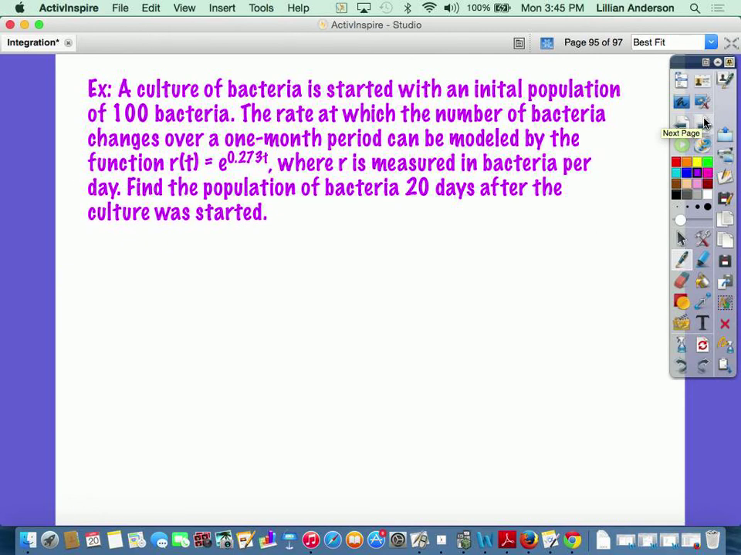Last example that we'll do is that a culture of bacteria is starting with an initial population of 100 bacteria. The rate at which the number of bacteria changes over a 1 month period can be modeled by that particular function. Okay, this one is definitely going to be a calculator type question. Find the population of bacteria 20 days after the culture was started. So we have our rate of change. Hint, hint, rate of change, think back to derivatives, rate of change equals derivative. So basically that R of t function is our velocity function.